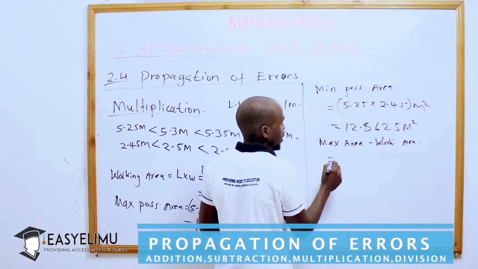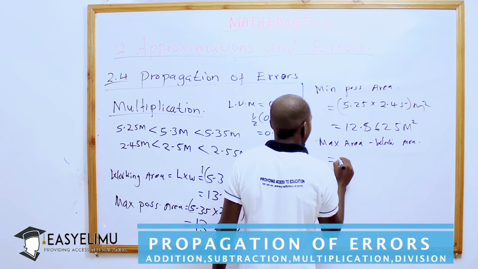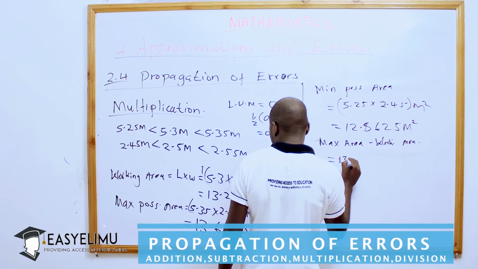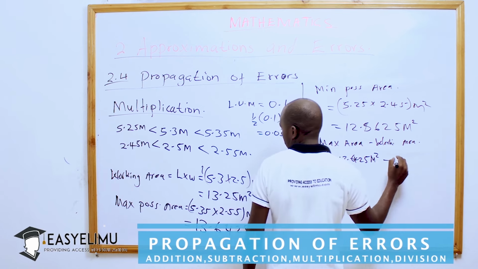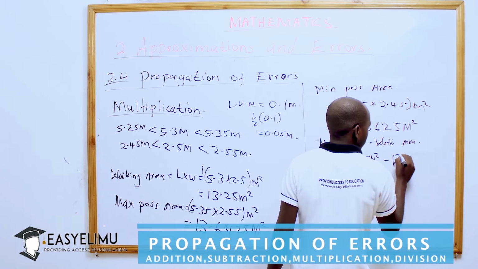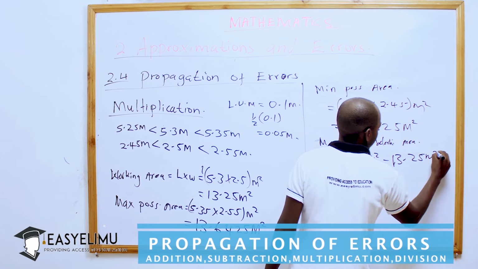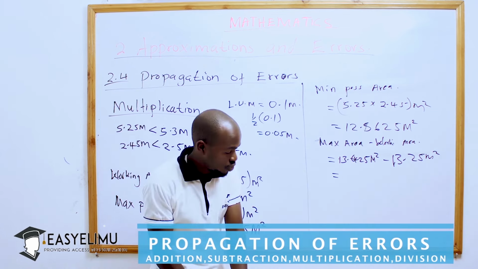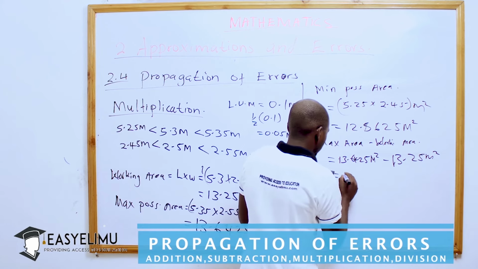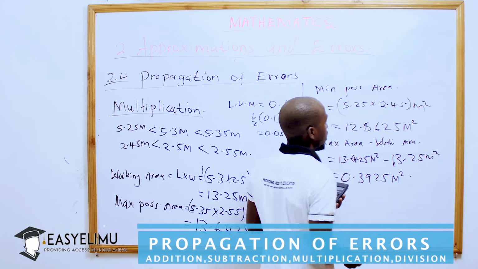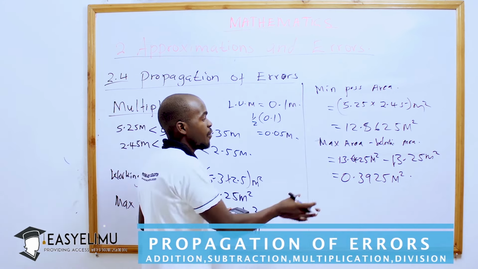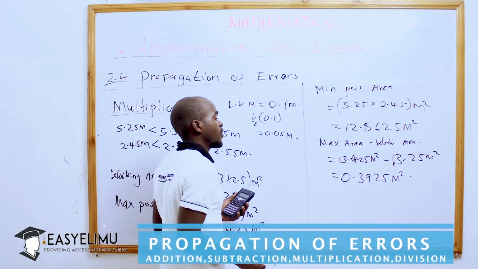And what we are going to get is the maximum area. We got 13.6425 square meter minus 13.25 square meter. So doing that, we are going to get 0.3925 square meter. So that is for the maximum area minus the working area.